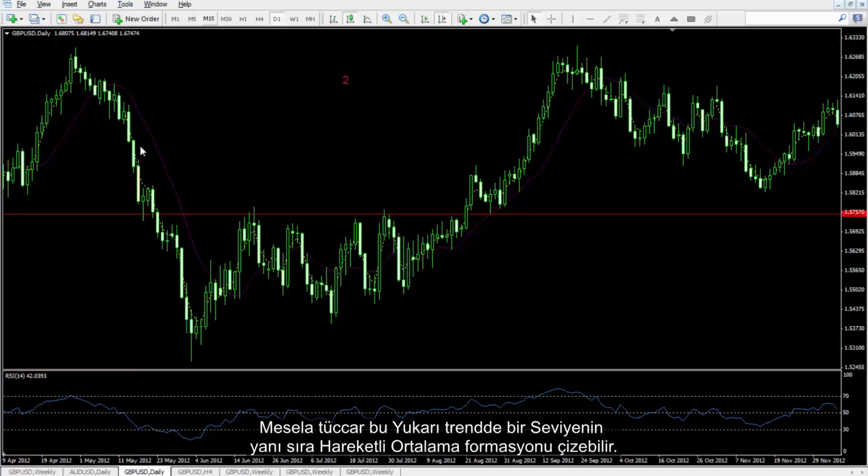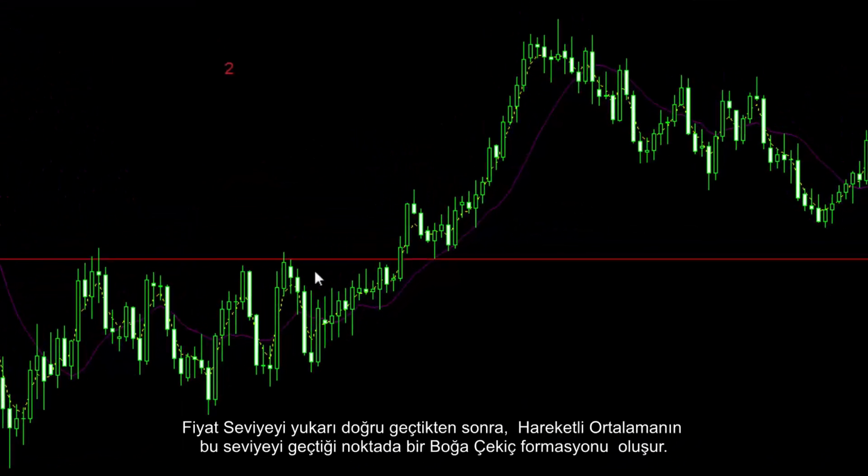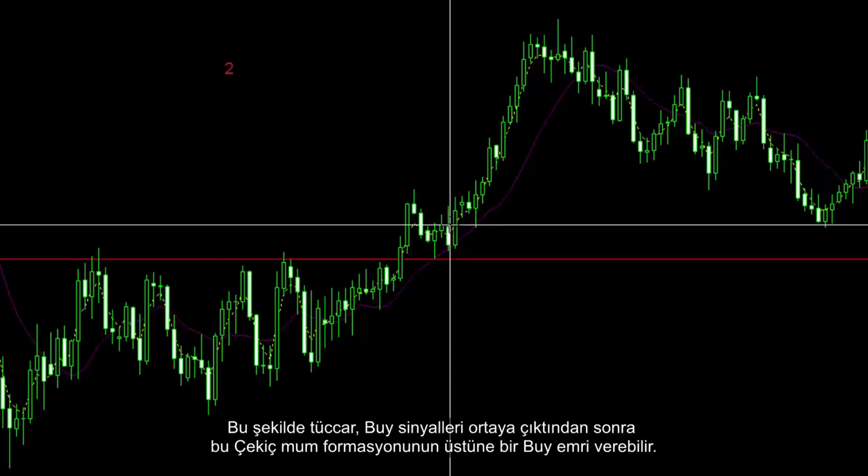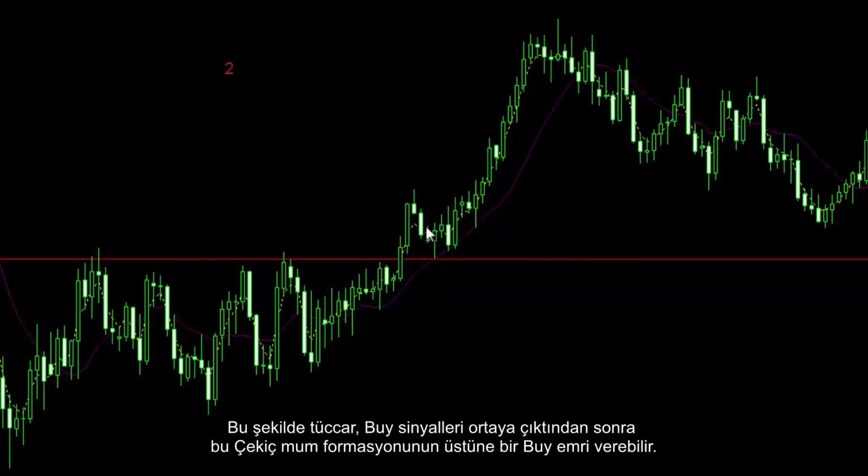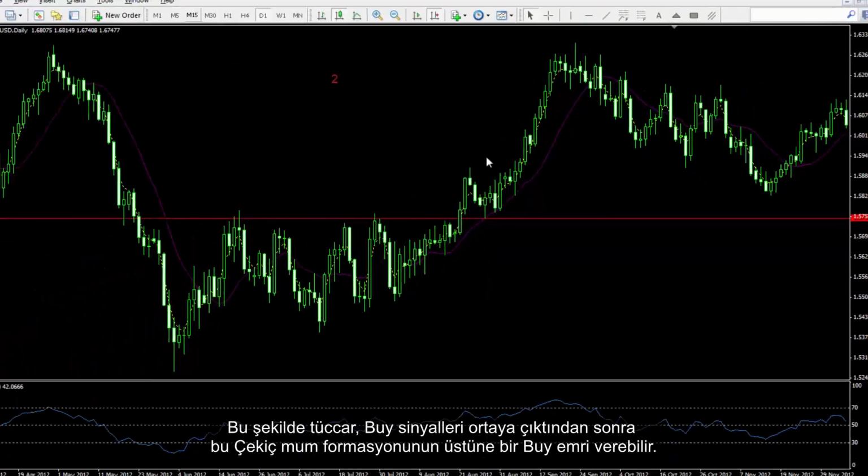For instance, a trader can draw a level on this uptrend as well as a moving average pattern. After price has passed the level towards the top, a bullish hammer pattern has formed on a spot where the moving average crossed the given level. Thus, a trader could place a buy order over the given hammer candle pattern after buy signals were generated.